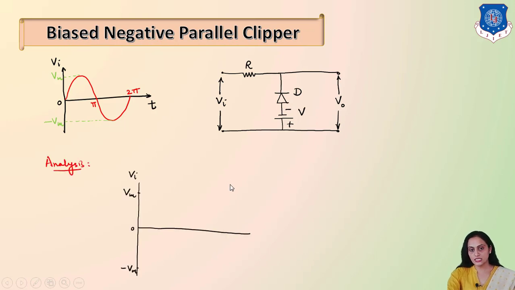Let us do the analysis for this parallel clipper. For that we have plotted the input voltage range, that is from plus Vm to minus Vm. When we were doing the analysis for the unbiased clipper, we divided the input voltage range into two parts, the positive half cycle and the negative half cycle. Now, with a biased negative parallel clipper, we have to consider some reference voltage from which we divide the input voltage range into different parts. So how will we consider this reference voltage?